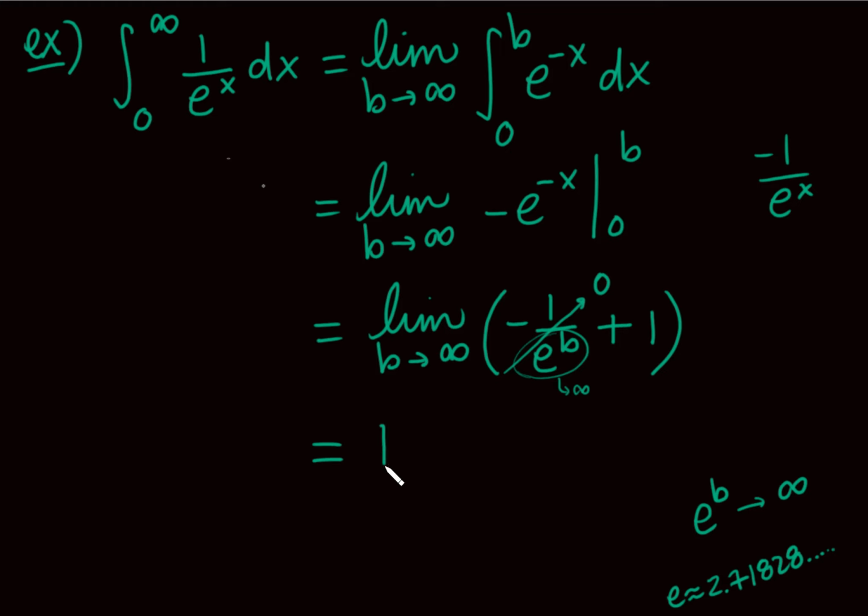So this guy goes to 0. So what is my limit? It's 1, and it converges. Okay. All right. So let's do another one.